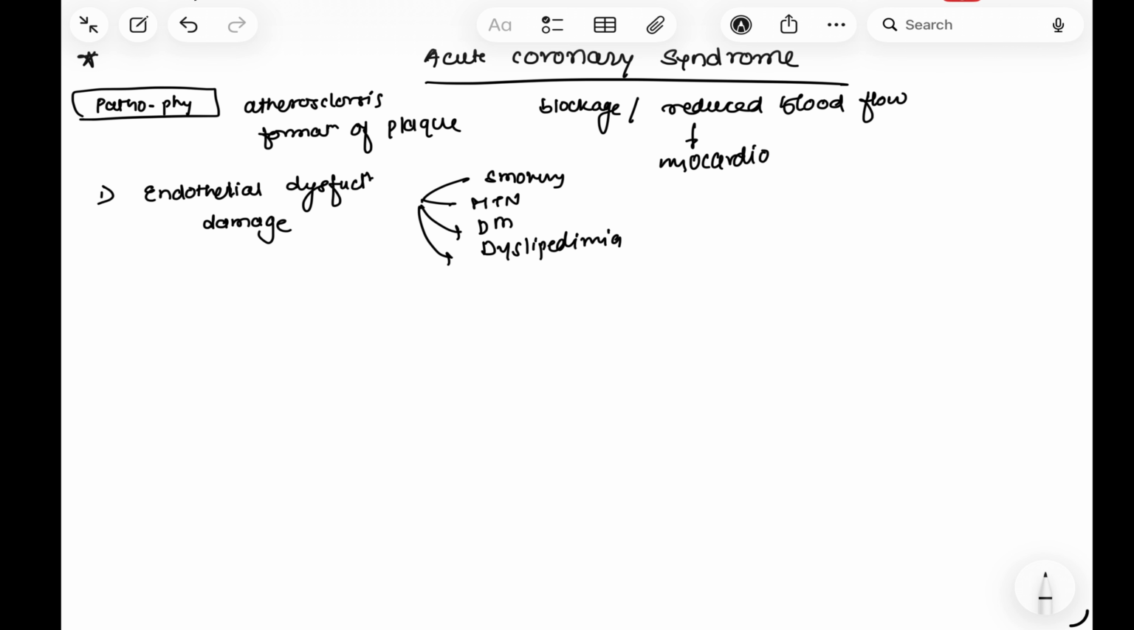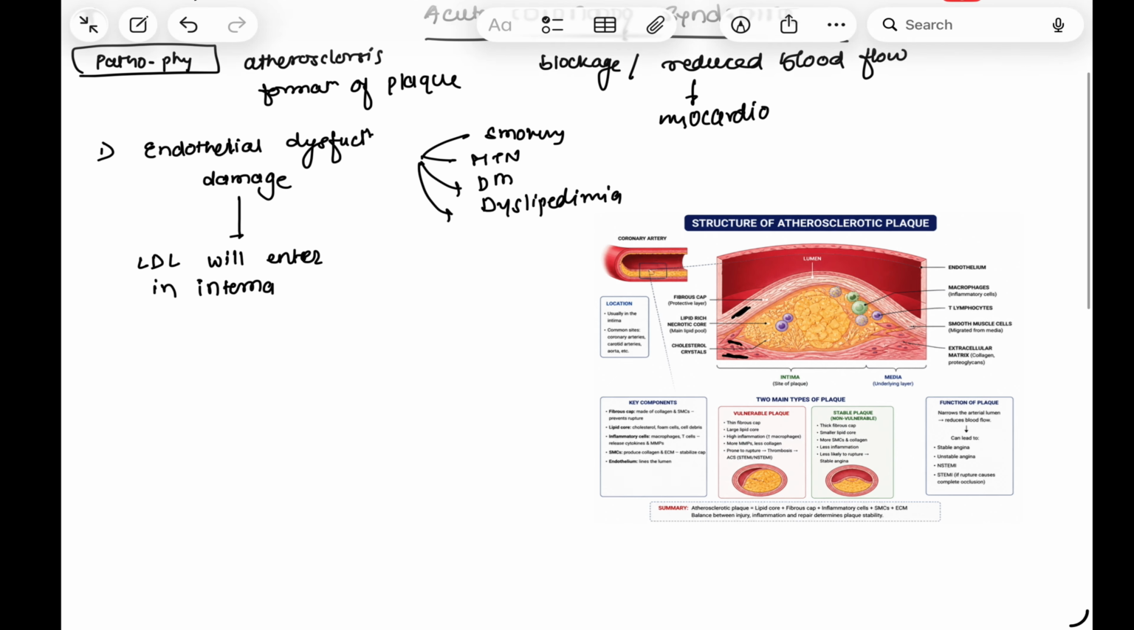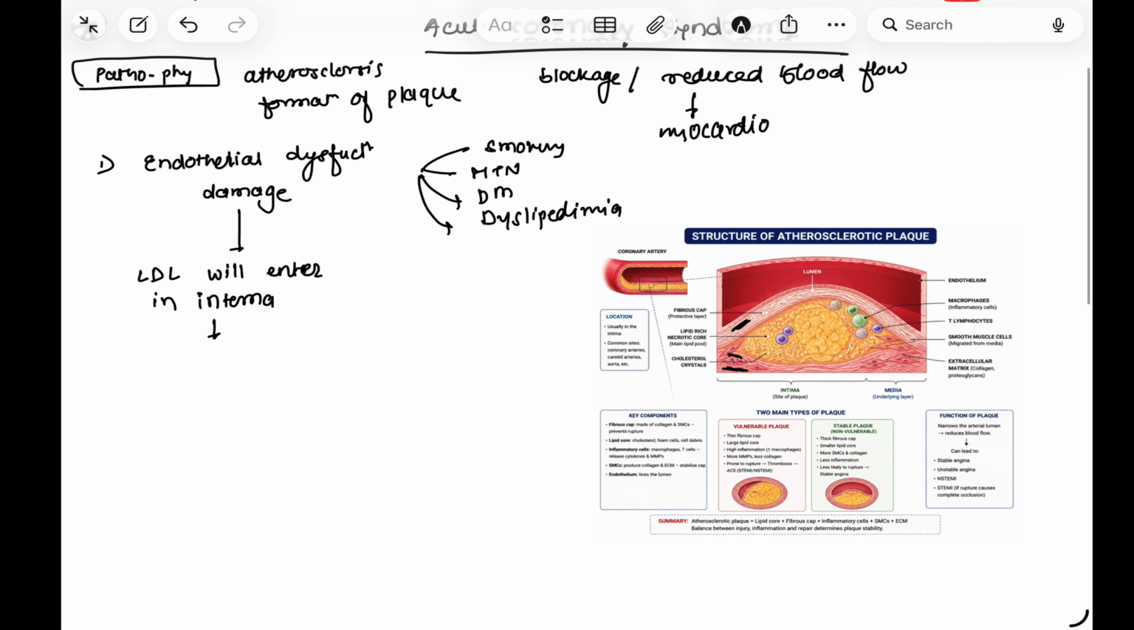Due to this endothelial dysfunction or damage, the LDL will enter the intima. If you remember the structure of the artery, you would find that there is an intima, media, and adventitia. So these are three layers, and due to endothelial dysfunction, LDL will enter the intima. Now this LDL will oxidize, LDL oxidation.